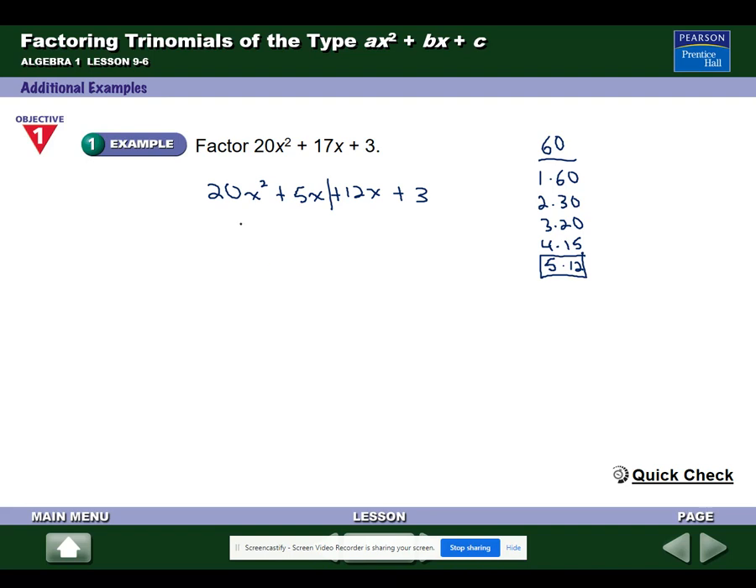Anyway, I'm going to factor by grouping by taking out a 5x here, which would leave me with 4x plus 1. And here, we can take out a 3, which would again leave me with 4x plus 1. And this is then 5x plus 3 times 4x plus 1. This is factoring a trinomial using your knowledge of factoring by grouping.